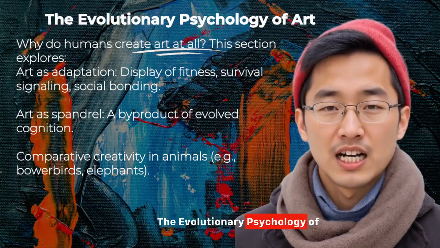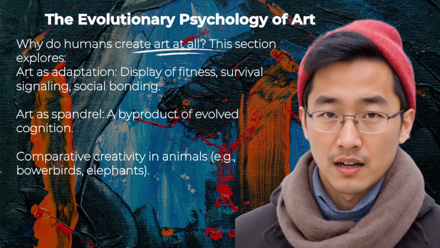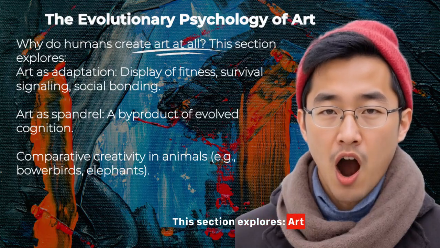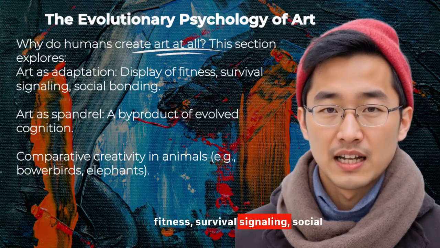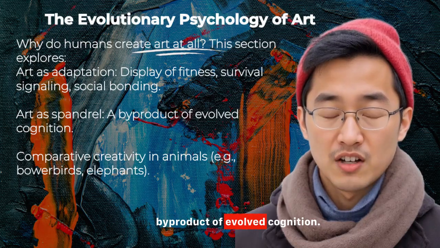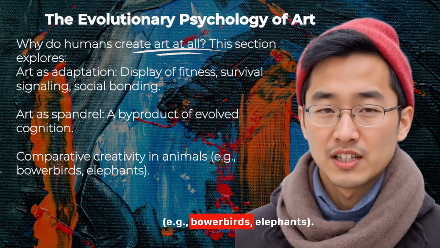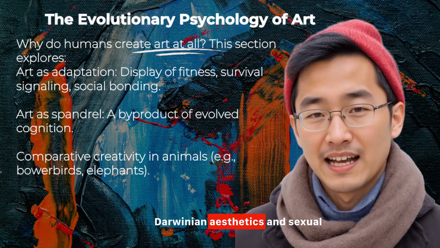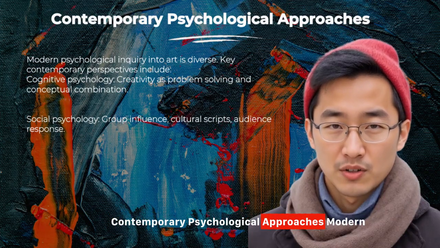The evolutionary psychology of art. Why do humans create art at all? This section explores art as adaptation, display of fitness, survival signaling, social bonding, art as spandrel, a byproduct of evolved cognition, comparative creativity in animals, e.g. bowerbirds, elephants, Darwinian aesthetics and sexual selection theory.